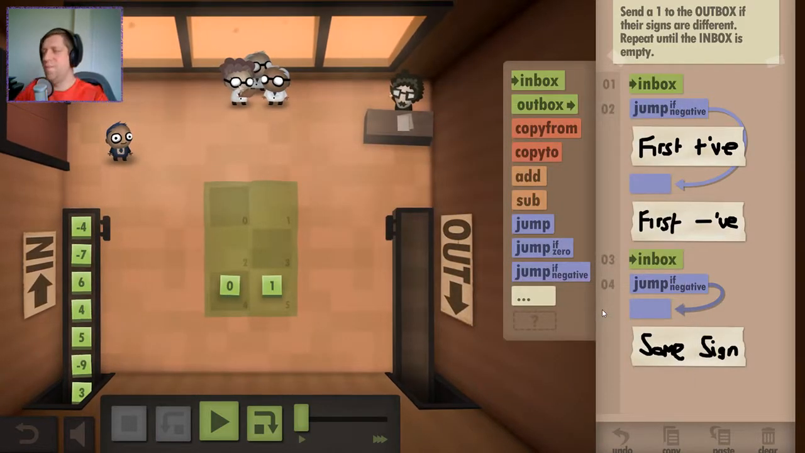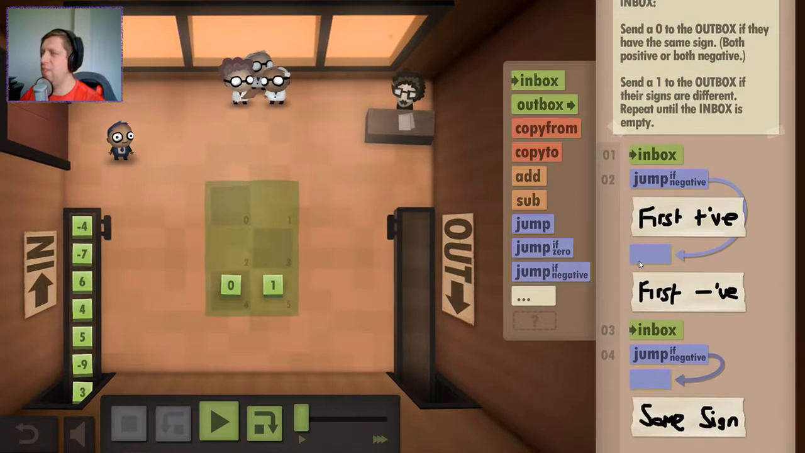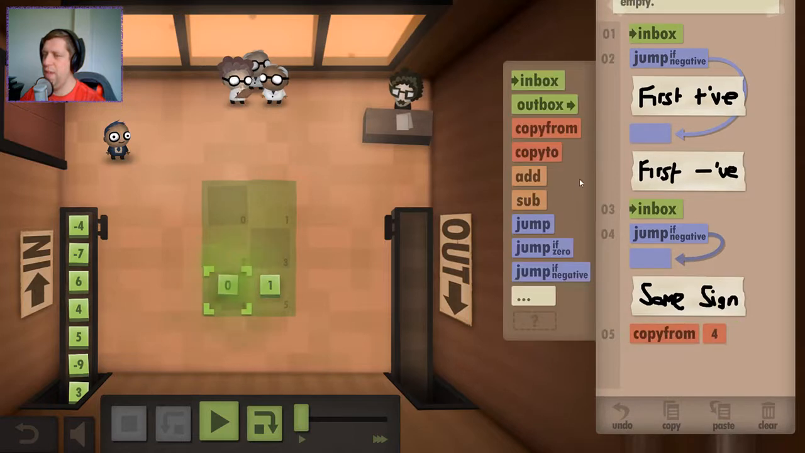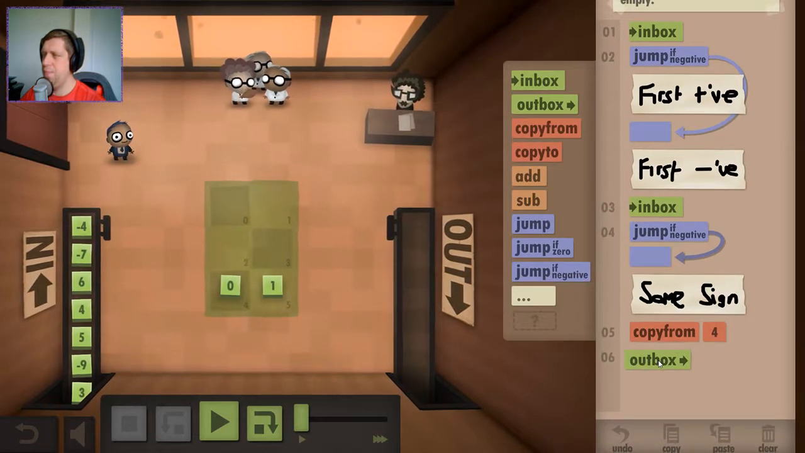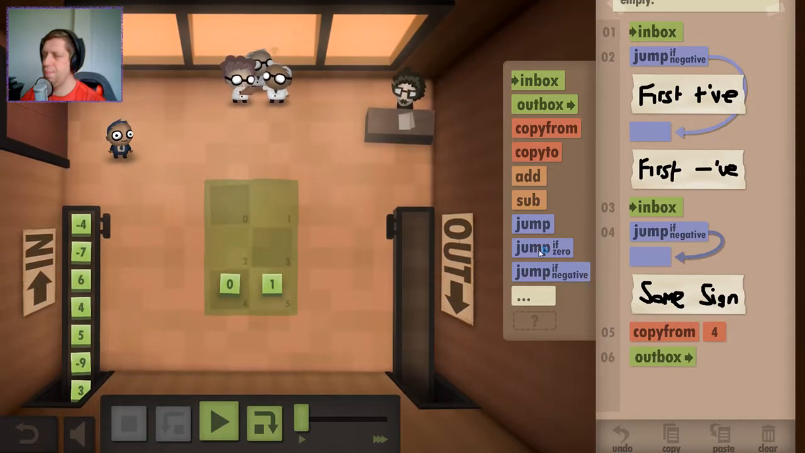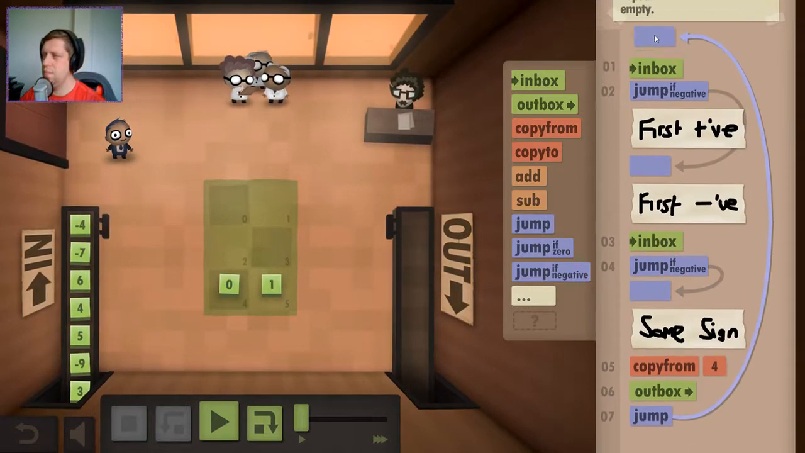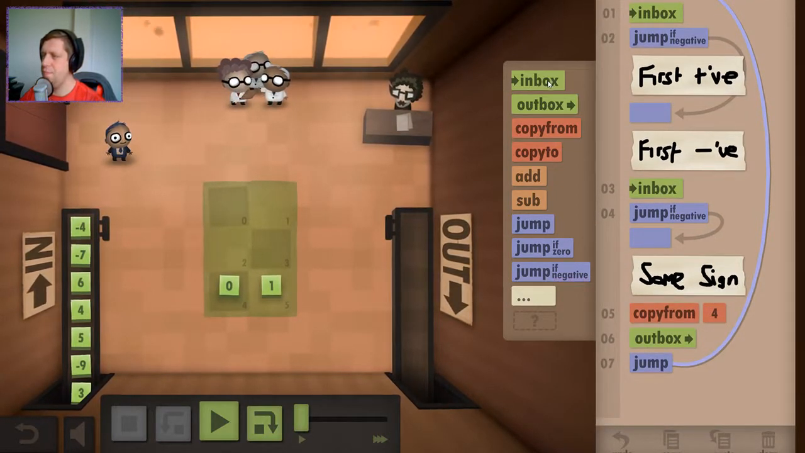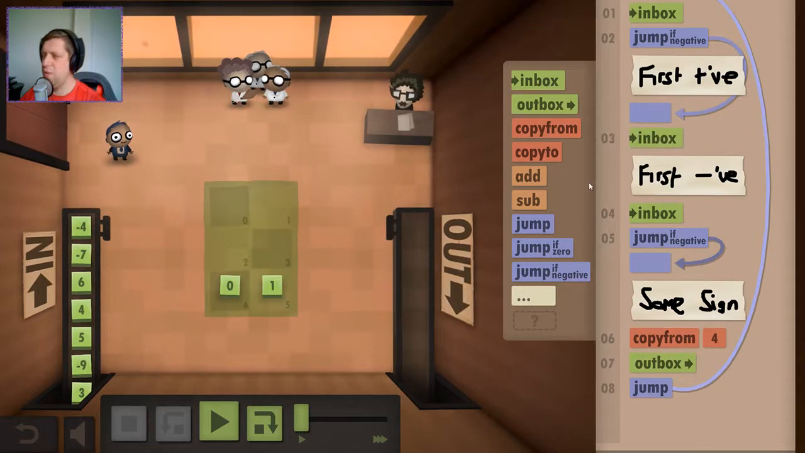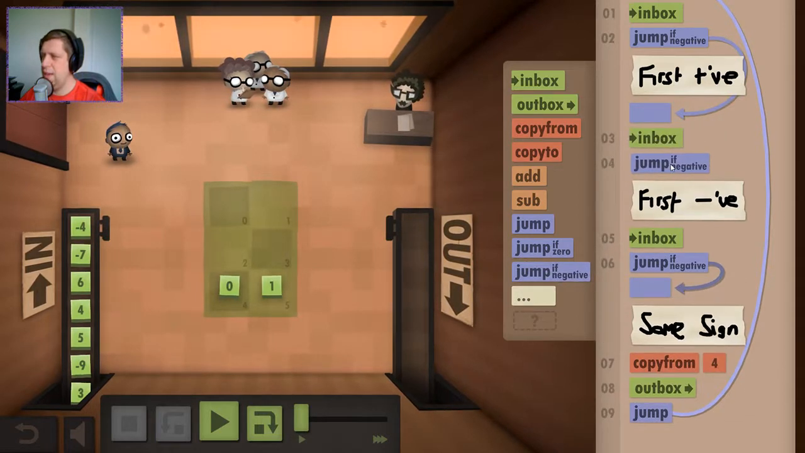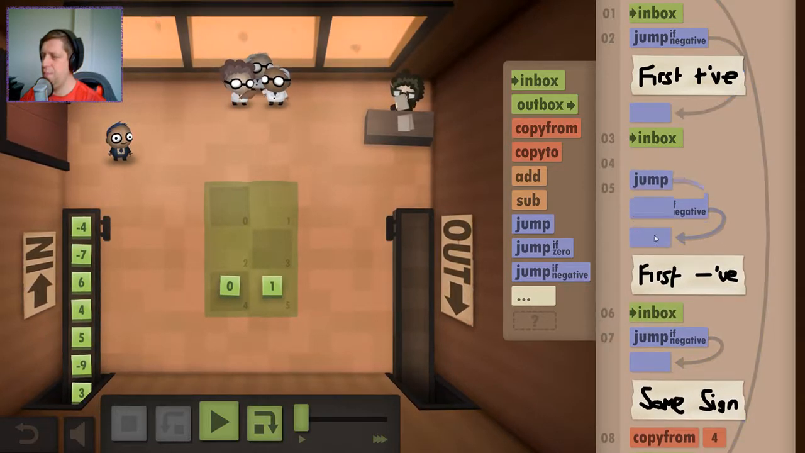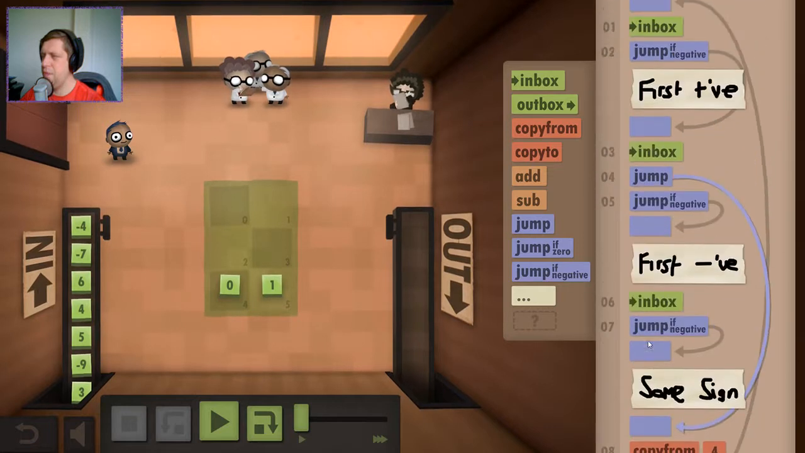Can't believe I didn't see this before. So if it was the same sign, we want to send a zero to the outbox. Copy from here, send to outbox. Okay, so the first is positive. So we're going to take it from the inbox. And if it's negative, it's not negative, it's the same sign. Correct?